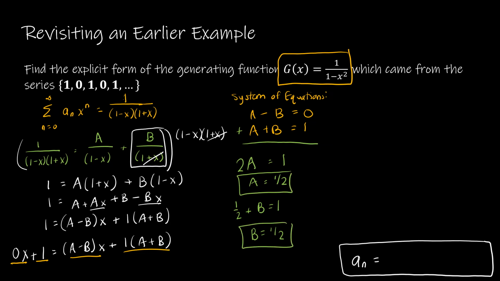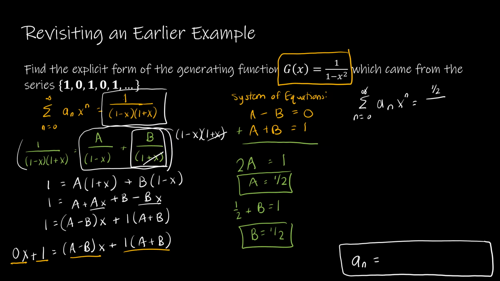Now, what am I going to do from here? I'm going to go back to basically where I started. The summation as n goes from 0 to infinity of a sub n x to the n is now, I can rewrite 1 over 1 minus x times 1 plus x as my partial fractions of a, which is 1/2 over 1 minus x, plus b, which is 1/2, over 1 plus x.